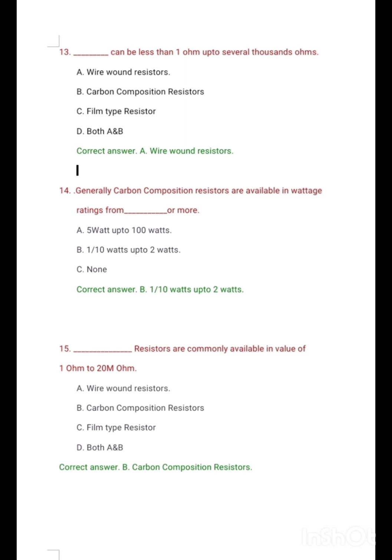15. Resistors are commonly available in values from 1 ohm to 20 megohm. A. Wire wound resistors. B. Carbon composition resistors. C. Film type resistor. D. Both A and B. Correct answer: B. Carbon composition resistors.